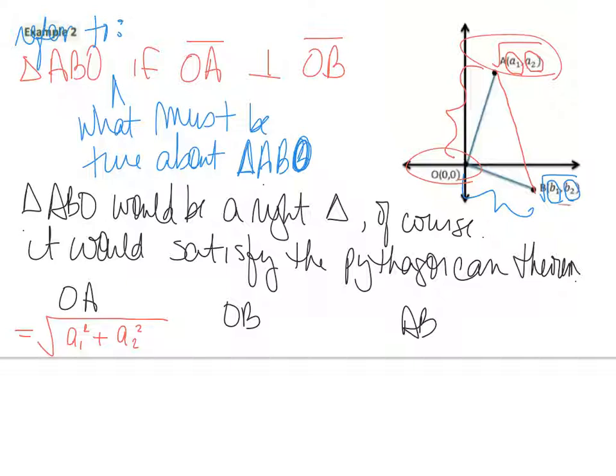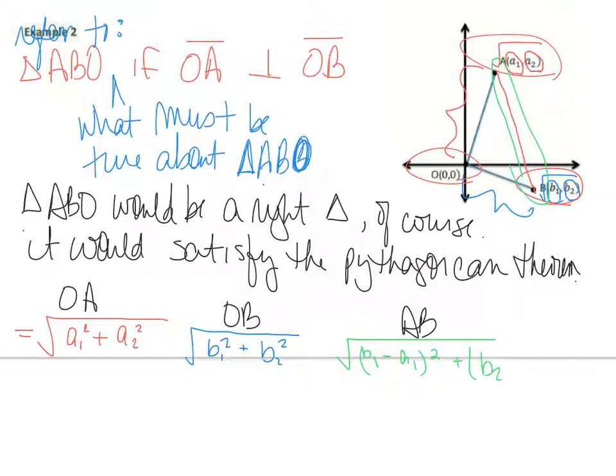Now OB is point B back to the origin. We're going to do B1 minus 0, quantity squared, plus B2 minus 0, quantity squared. Cool? And then this last one, AB, is not quite as neat and easy. AB, hypotenuse. So we're going to do B1 minus A1, quantity squared, plus B2 minus A2, quantity squared. Those are the distance formula ones that nobody likes. Cool? So we have our distances.